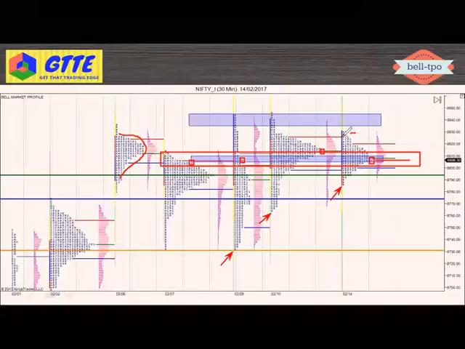This is the third day. This is too much time. Too much time means that if these sellers had to be put under pressure, we should have absorbed here for one day and then immediately started to move higher.